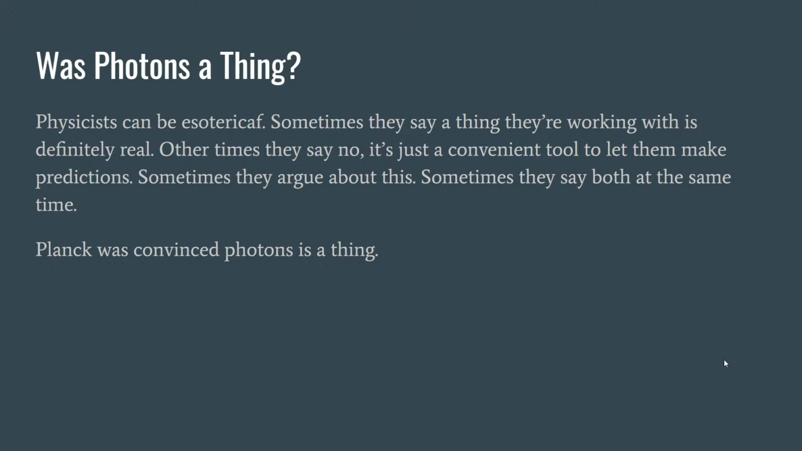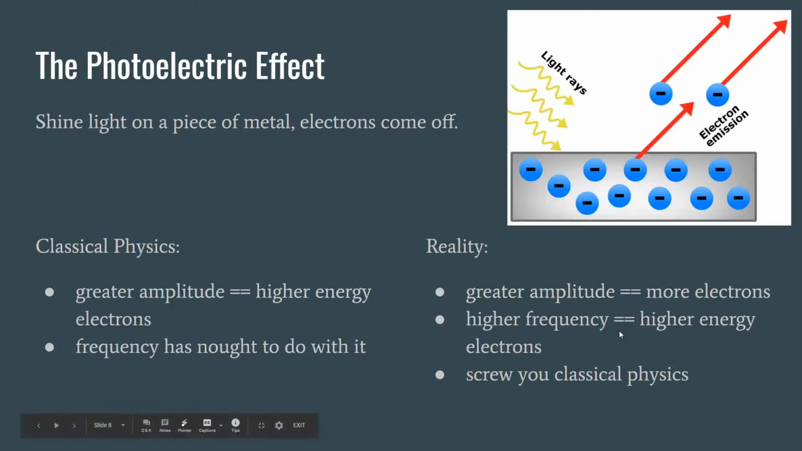Are photons a thing? Physicists can be incredibly esoteric. When they're doing their theoretical modeling, sometimes they say that the thing they're working with is definitely real. Other times they say, no, it's a convenient tool. It lets us make predictions, but it's not necessarily real. It might just be a useful fiction. Sometimes they argue about this. Sometimes they say both at the same time. Planck was convinced that photons were real, that they are, in fact, the way that light works. Put a pin in that.